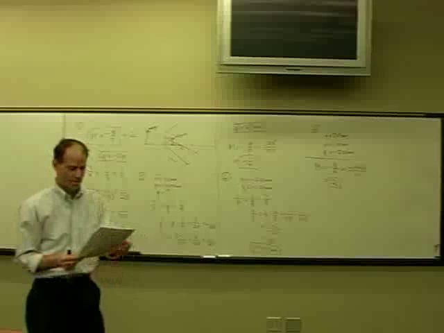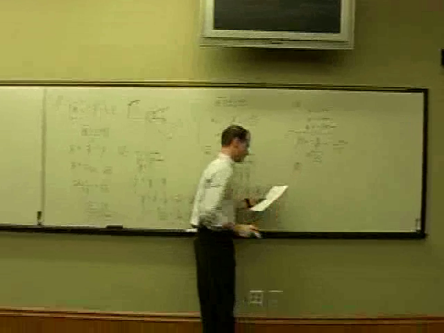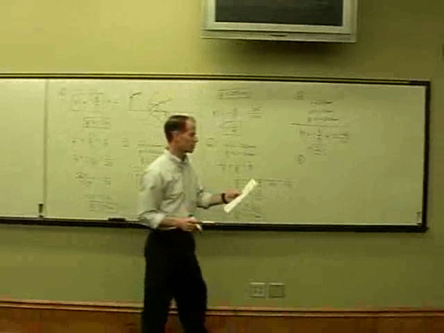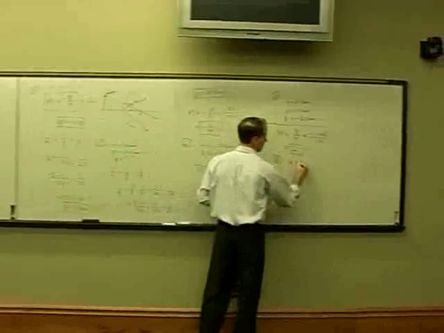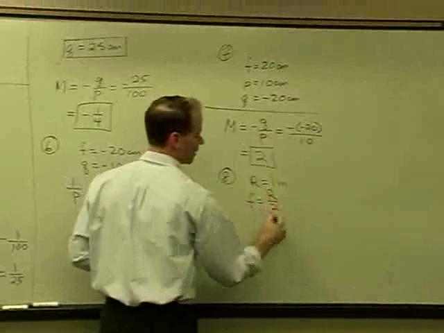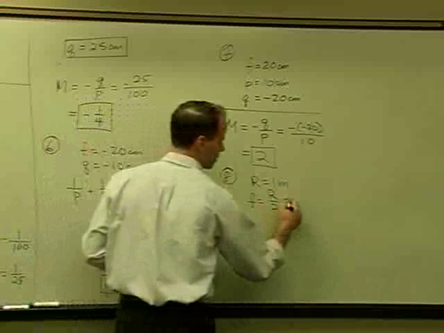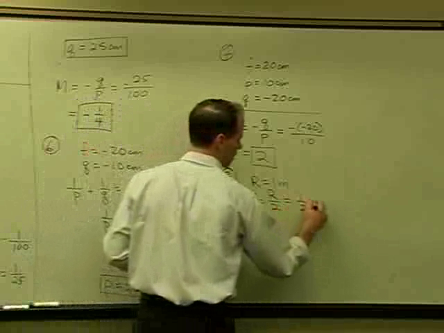Problem number 8. A concave mirror has a radius of curvature of 1 meter. An object is placed 2 meters in front of the mirror. Determine the location of the image in centimeters. All right, problem number 8. We have a concave mirror, radius of curvature of 1 meter. Now the focal length is equal to the radius of curvature divided by 2. Or in other words, the radius of curvature will equal twice the focal length. So let's go ahead and just say that that would be 1/2 of a meter.